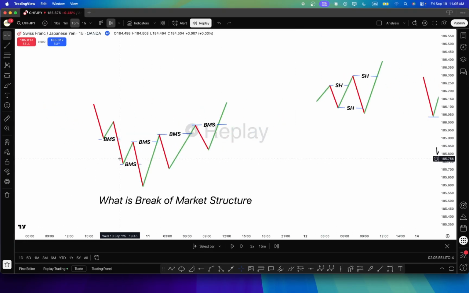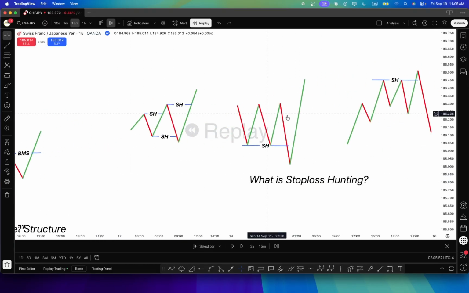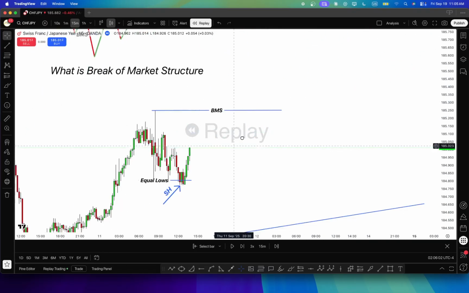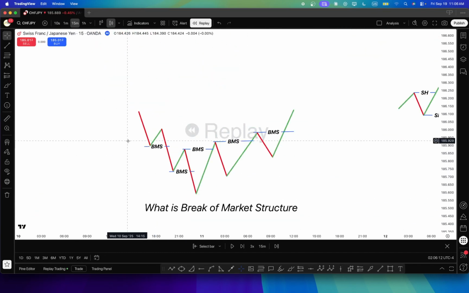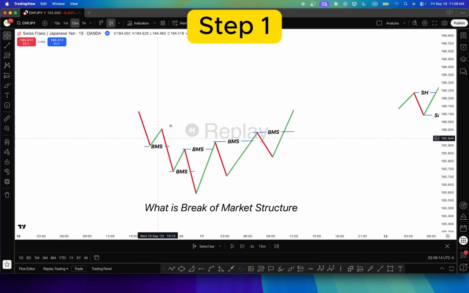The first one is the break of market structures. Then we have to pay attention to the stop loss hunting in the market, and then after that we have to go ahead and find out the order blocks and apply our trade by putting the entry, stop loss, and take profits. The first concept that we need to clear is the break of market structure.